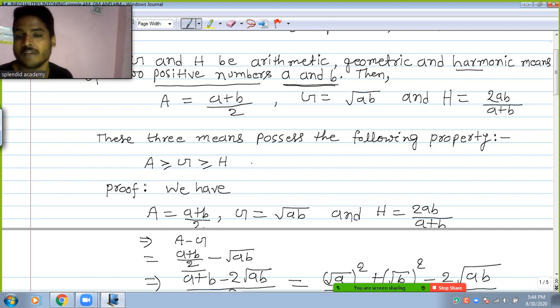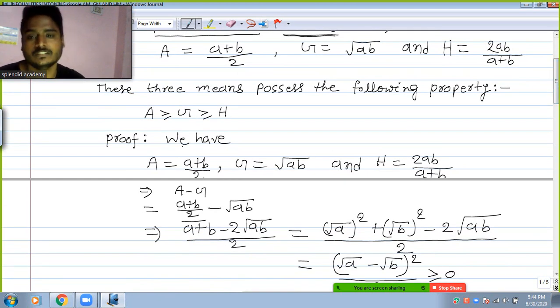So how will I agree with this? We need a proof. We have A equals (a plus b) upon 2 and the geometric mean G equals the square root of ab. First of all I will take A minus G. What is A? (a plus b) upon 2 minus the square root of ab. I can simplify this further: (a plus b minus 2 square root of ab) upon 2.